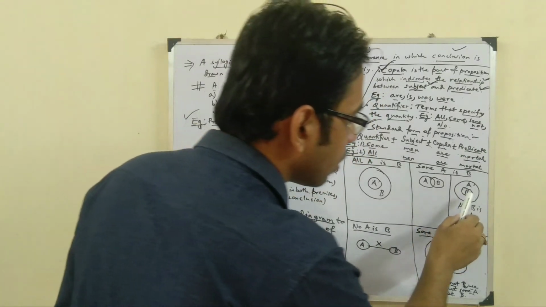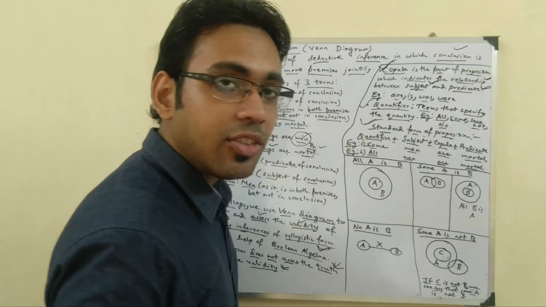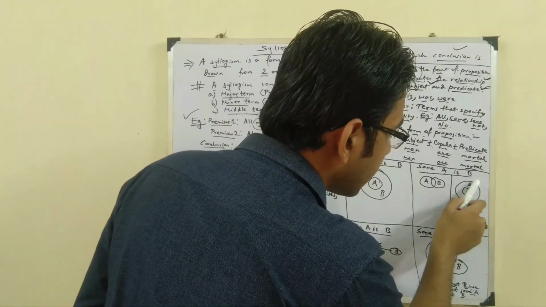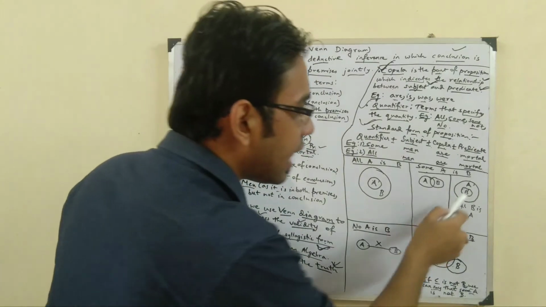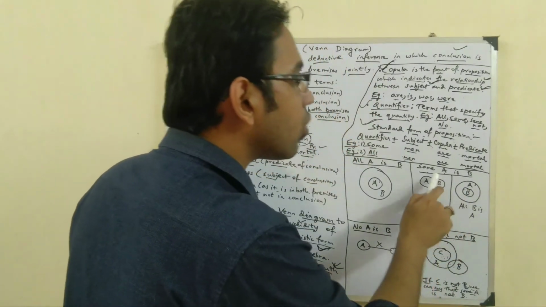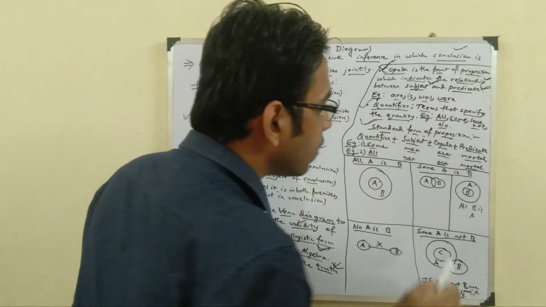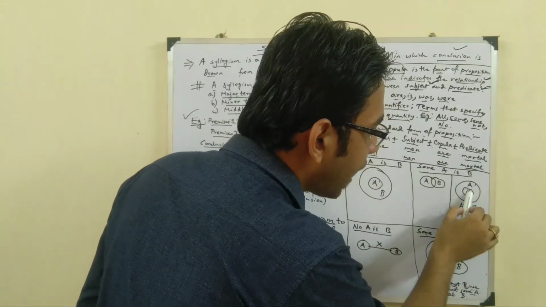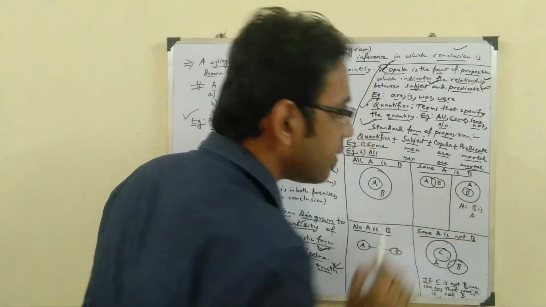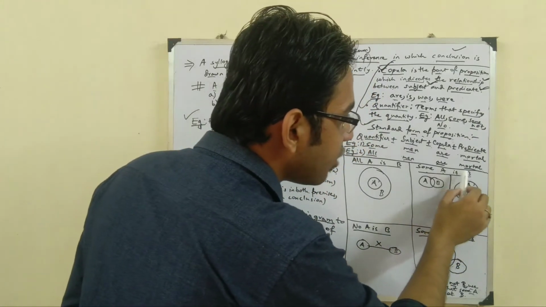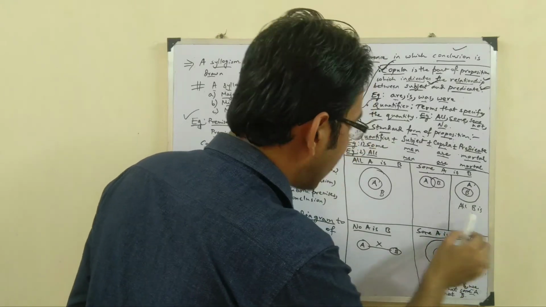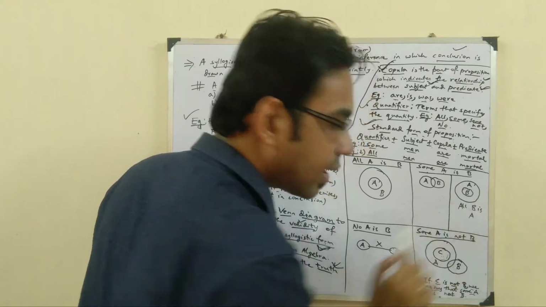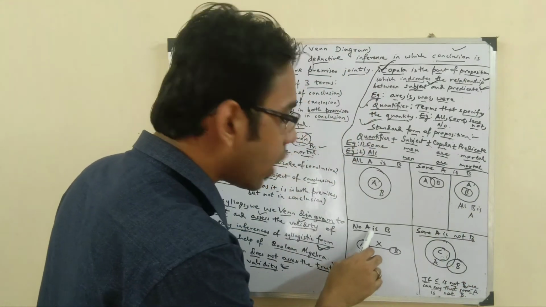Another one. We can also draw some A is B in another method. The entire B can be contained within A. If the entire B is within A, we can also call it some A is B. Why? Because out of the entire A, some portion has been occupied by B. Therefore, some A is B. So, some A is B is similar to all B is A, as I have explained in this case. Because the entire B is within A, we can call it all B is A.